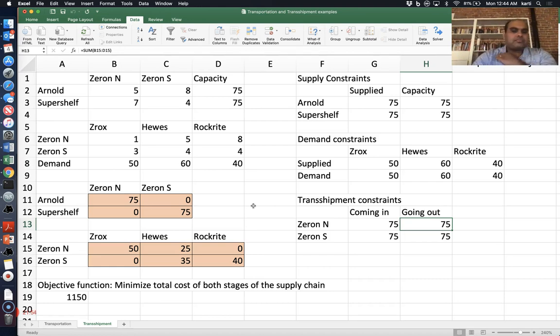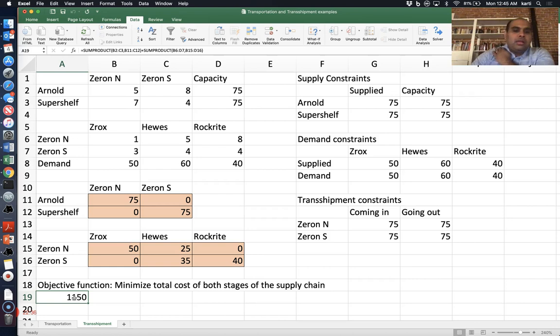Now, according to this, the cheapest possible way to do all of this will cost you $1,150. You cannot do this for less than $1,150 according to this solution. According to this solution, Arnold exclusively supplies to Ohio North and Supershelf exclusively supplies to Ohio South. And Ohio North will supply 50 units to Xerox, 25 units to Hughes and nothing to Rockrite. And Ohio South will send nothing to Xerox, 35 units to Hughes and 40 units to Rockrite. And the cost of all of this is $1,150.